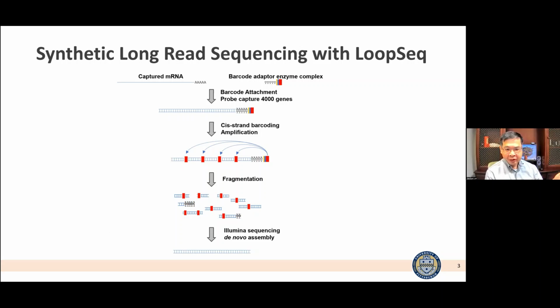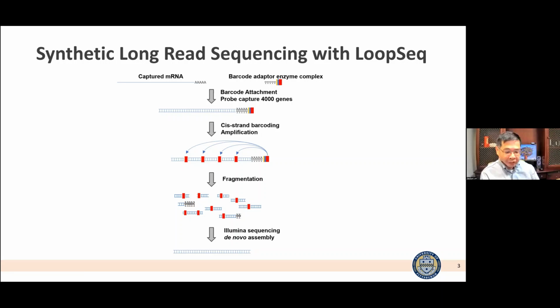In doing so, we developed a technology with Loop Genomics. We produce a so-called barcode enzyme complex, which attaches to the 3' end of the mRNAs. After cDNA synthesis, we do intramolecular cis-stranded barcoding inside the cDNA strands. Each of these barcodes is identical, so as far as you find the barcode, we know the reads come from the same molecule. So this is basically a molecular index. After fragmentation, we do sequencing and a de novo assembly using a software program. Then it generates so-called synthetic long read cDNA sequencing.